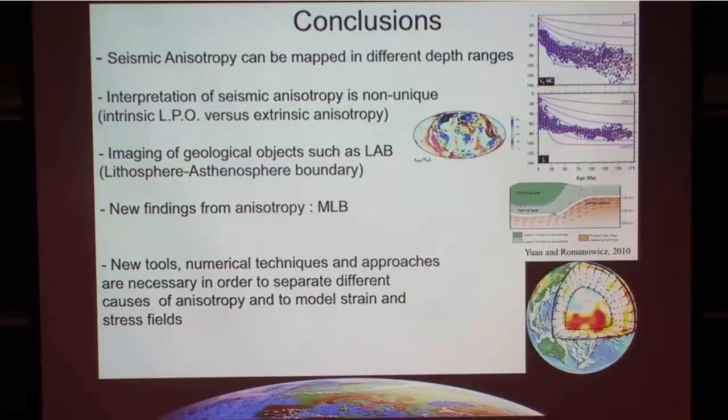What we have to do now is to develop new tools, new numerical techniques and approaches. And I guess Thorsten will present some numerical techniques to calculate the flow inside the mantle. And a difficult issue is the separation of the different causes of anisotropy, and to separate extrinsic and intrinsic anisotropy.